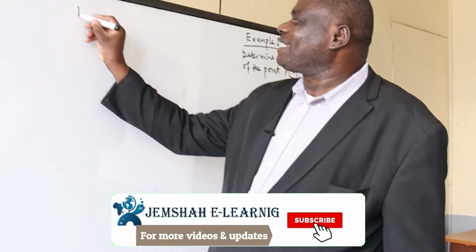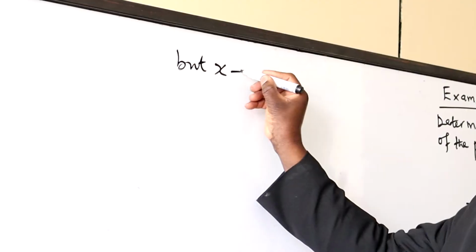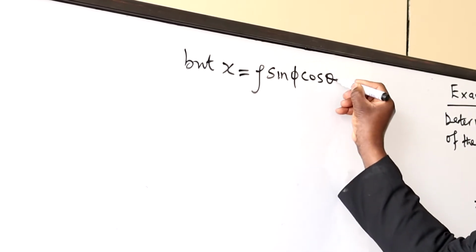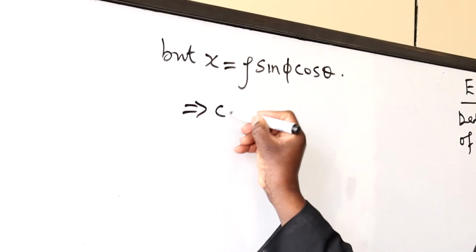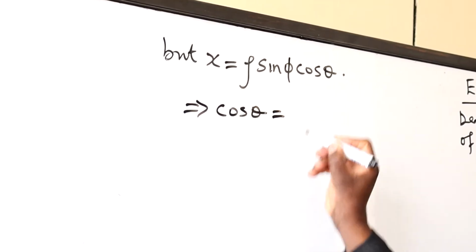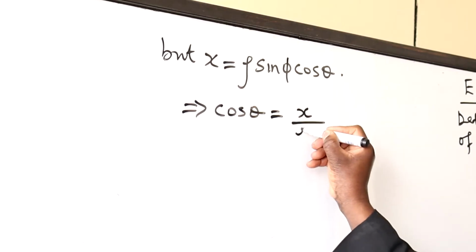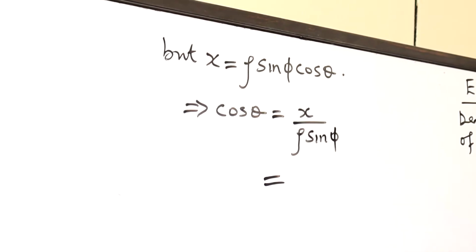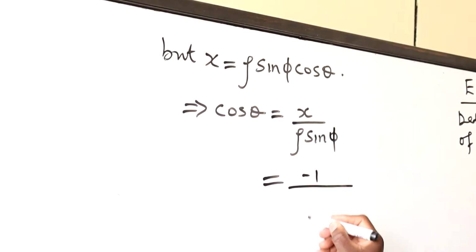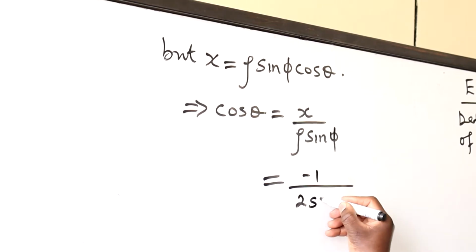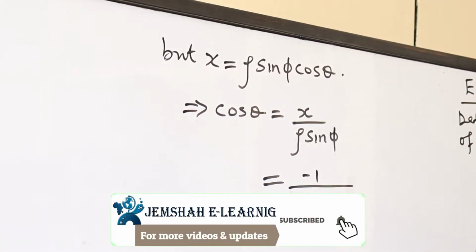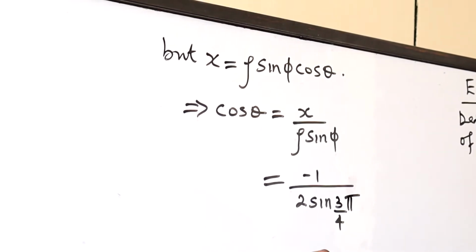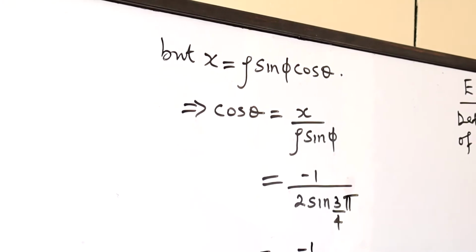So we say, x is equal to rho sine phi cos theta. This implies cos theta should be equal to what? x all over rho sine phi, which is equal to x negative 1, rho 2, multiplying sine phi, and our phi is 3 pi all over 4, all over, which is equal to negative 1 all over 2.